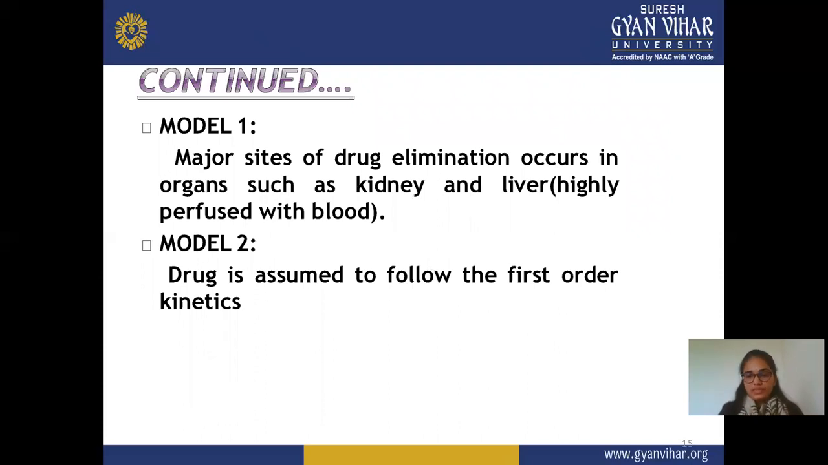The first one is model 1, where elimination comes from the central compartment. In this, the major sites of drug elimination are organs such as the kidney and liver, and highly perfused blood and tissues are included. And model 2 is where the drug is assumed to follow first order kinetics. Yes, in this we consider that the model follows first order kinetics in model 2, the peripheral compartment. And in model 1 the drug is eliminated from the central compartment, which is highly perfused, and parts like the liver and kidney are involved.